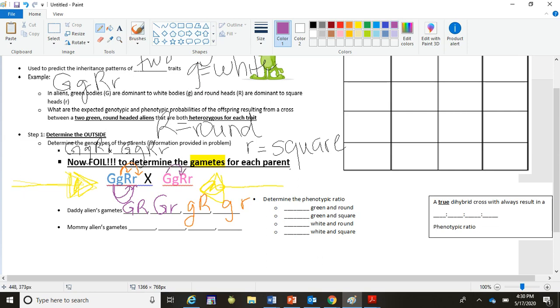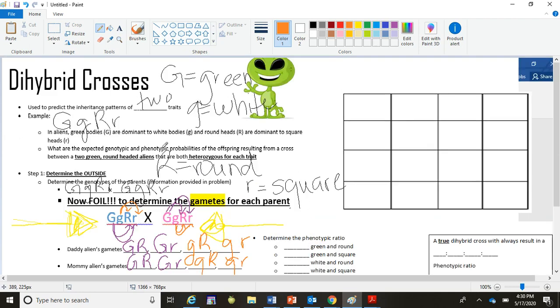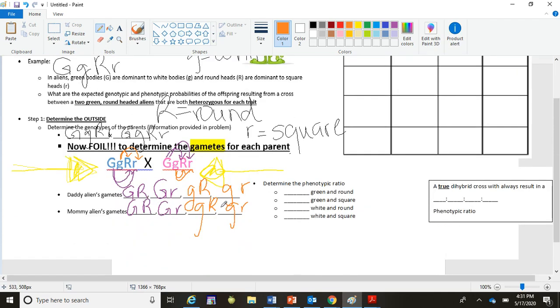So it's going to be capital G, capital R. Outer, capital G, lowercase r. Then the inner, little g, capital R, and little g, little r. These end up being the exact same gametes contributed by each parent, but that's because they had the same genotype to begin with. If the parents have different genotypes, then the gametes they contribute will be different.